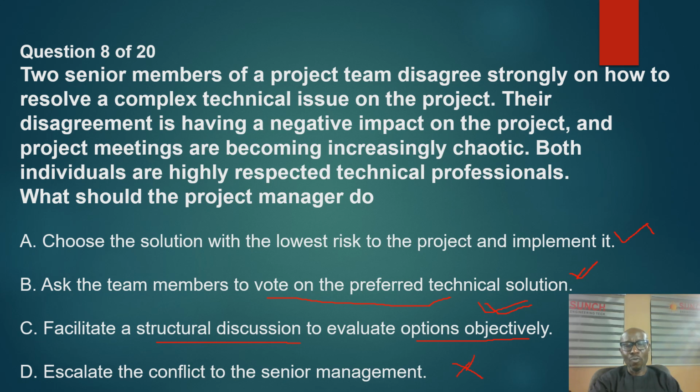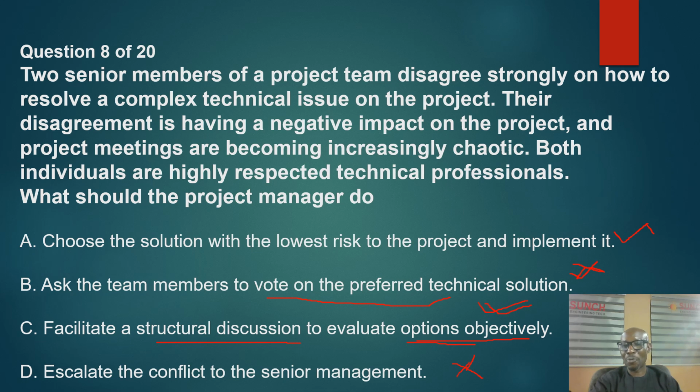Ask the team members to vote on a preferred technical solution. On preferred, this is more on sentiment. C. Facilitate a structured discussion to evaluate options objectively. This looks more like the technical thing to do. To me, this is the correct thing. This is the best option. So C, technically, is the answer to this question.